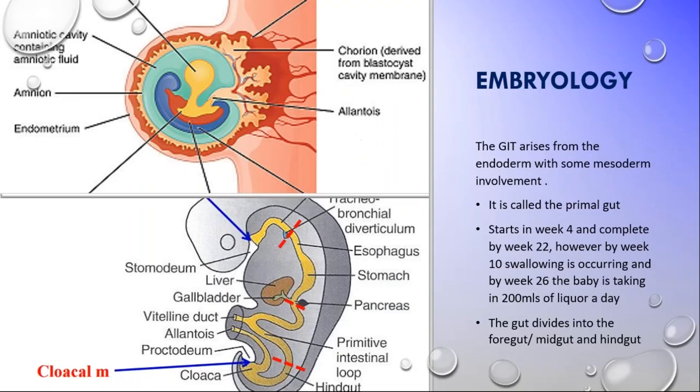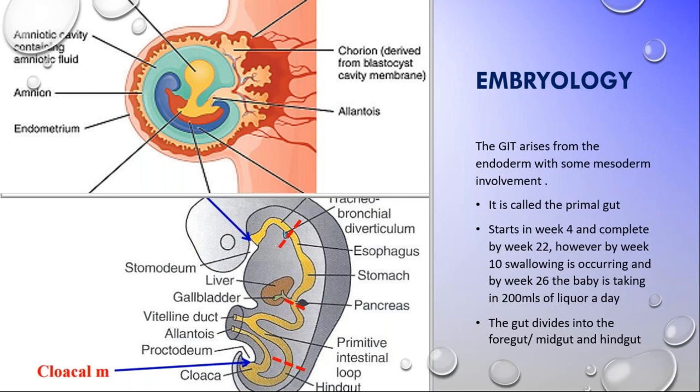So when we talk embryology, the gastrointestinal tract arises from the endoderm with some mesoderm involvement. There are three layers right at the beginning where the fetus originates from: the endoderm, the mesoderm, and the ectoderm. From previous lectures, you will remember that the ectoderm is where the skeletal system arises from, and then later on the mesoderm, meso, M, close to muscle, and most of the organs originate from the endoderm.